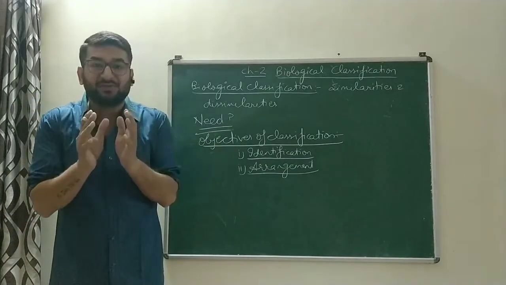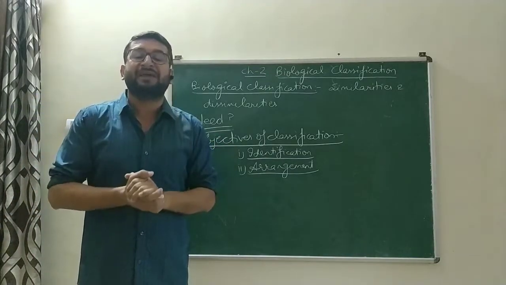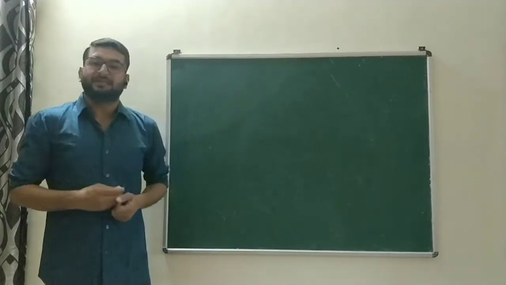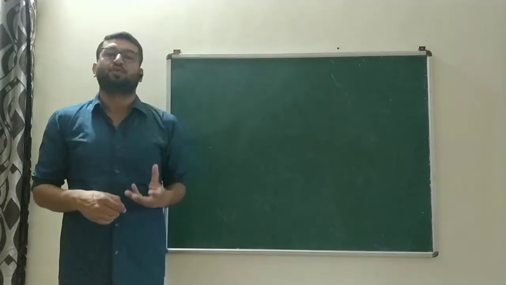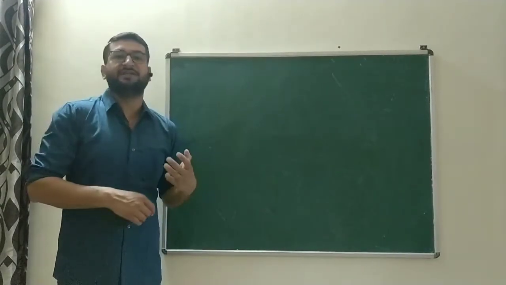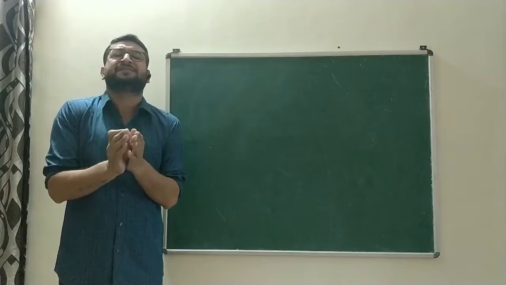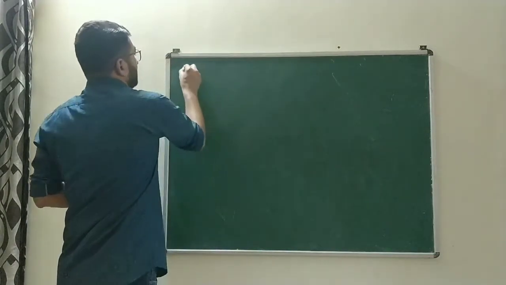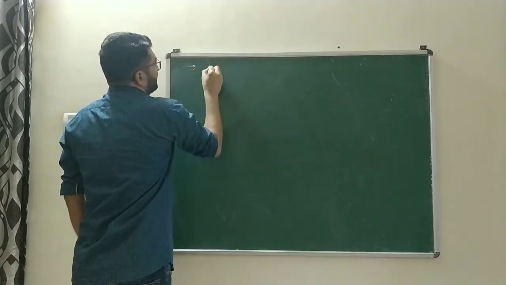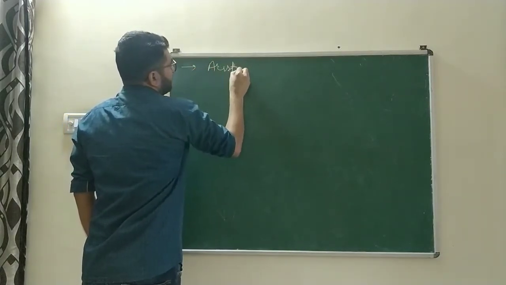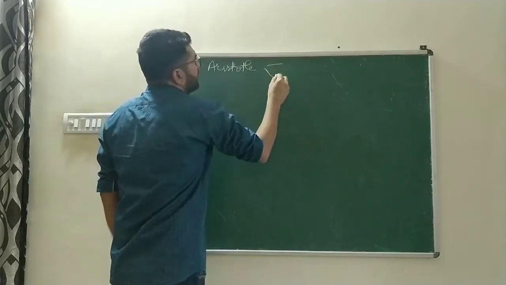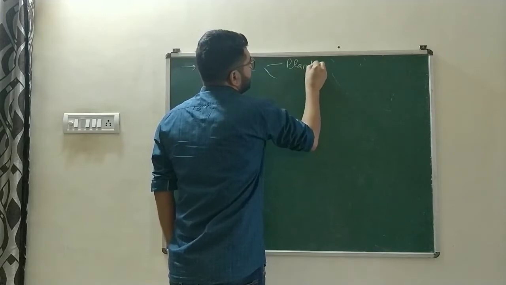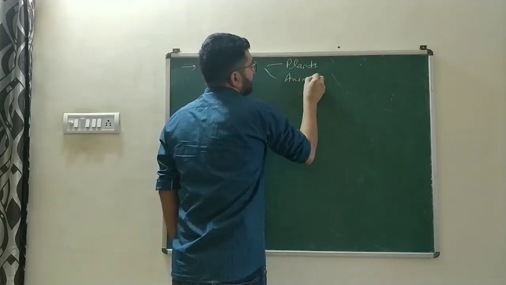So this is the answer to the questions why there is a need for a classification system and what the objectives are. Now we study the various classification systems which were proposed earlier and the actual classification system which we are following at present. The first classification system was proposed by Aristotle, and Aristotle divided the organisms into two kingdoms, that is plants and animals.